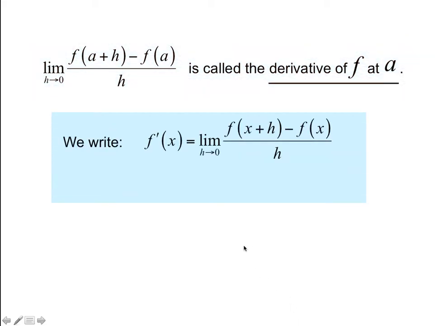So when we talk about the derivative, we use this notation called f prime of x. The function is f of x, and for the derivative, we just stick a little apostrophe up here and call it f prime of x. So when we want to write the derivative, we say f prime of x is the limit as h approaches 0 of f of x plus h minus f of x, over h.